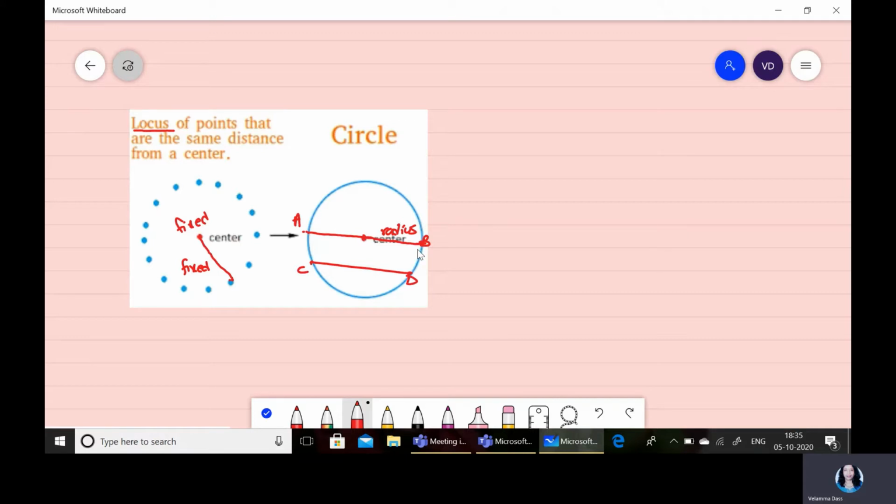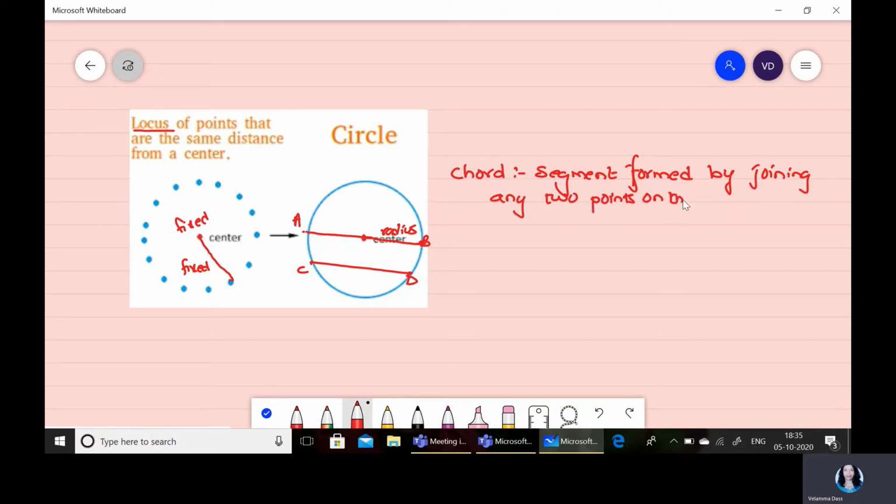So is AB a chord? Yes, AB is the longest chord. So a chord is basically a segment formed by joining any two points on the circle. Joining any two points on the circle is called a chord.